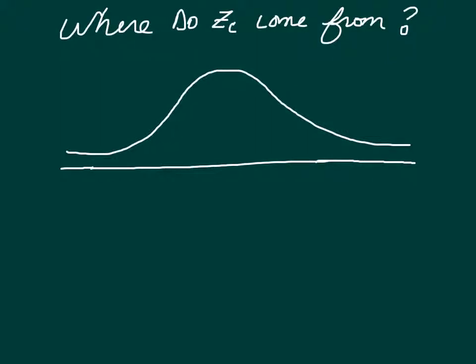Critical values are values that separate sample statistics that are probable from sample statistics that are improbable or unusual. But how do we find these critical values? It's really not as difficult as it may seem. Where do these critical values sit?